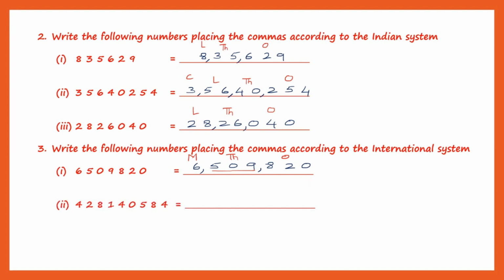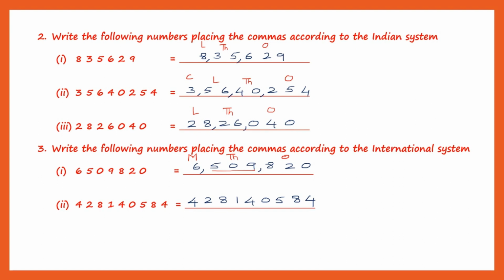This is the next one. It's a long number, isn't it? Big number. So let's write it down. 4, 2, 8, 1, 4, 0, 5, 4. Now let's read the places of the international system. Ones, tens, hundreds, thousands, 10,000s, 100,000s, million, 10 million, 100 million.